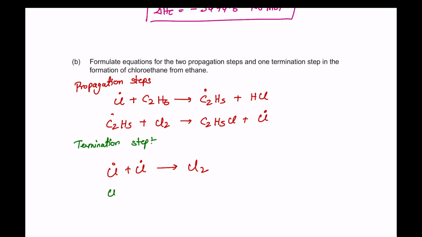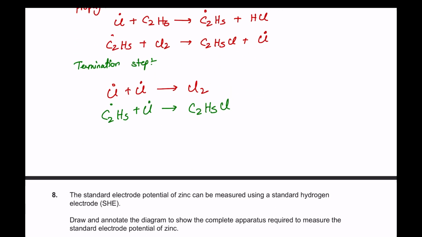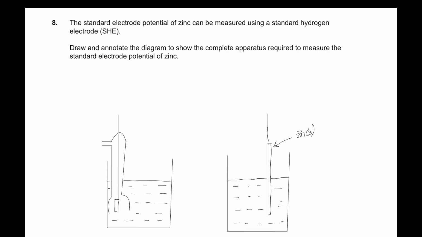There can be another example too. For example, C2H5 radical plus Cl radical will give us C2H5Cl. This is also a termination step. Yeah, we are overall done with part B. Now we have to go to question 8.